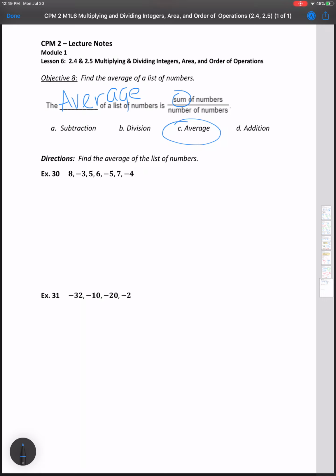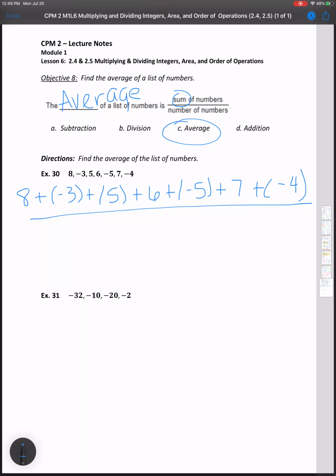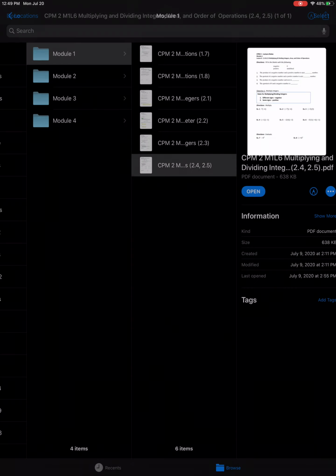For example, example 30. They want you to find the average of these numbers. What we're going to do is we got to add all these numbers up first. So what we're thinking is 8 plus -3 plus 5 plus 6 plus -5 plus 7 plus -4. Once we add that, we're going to divide by, how many numbers did I just add together?